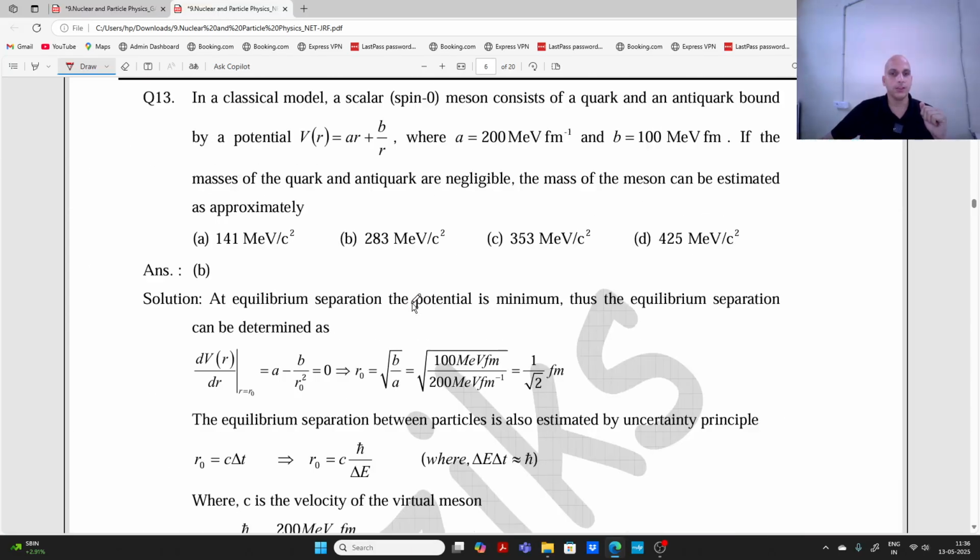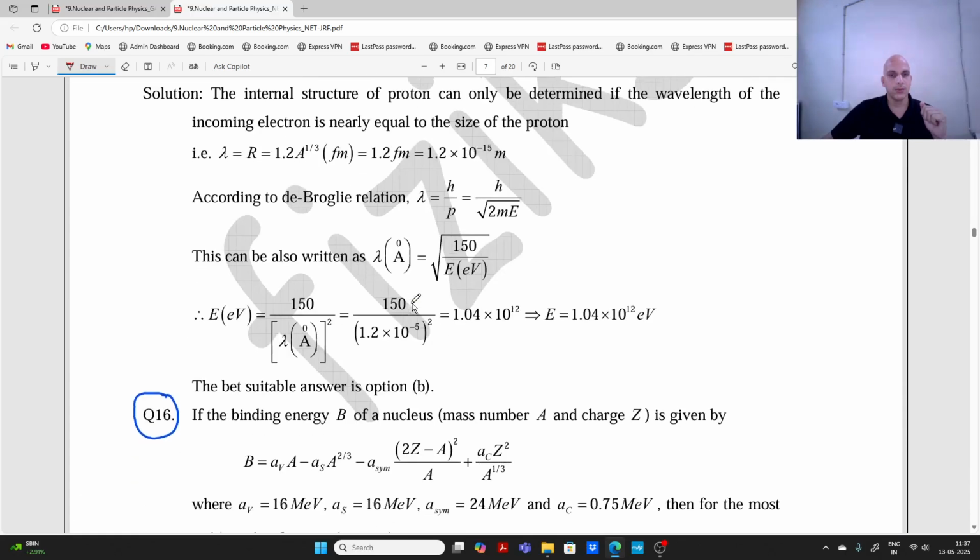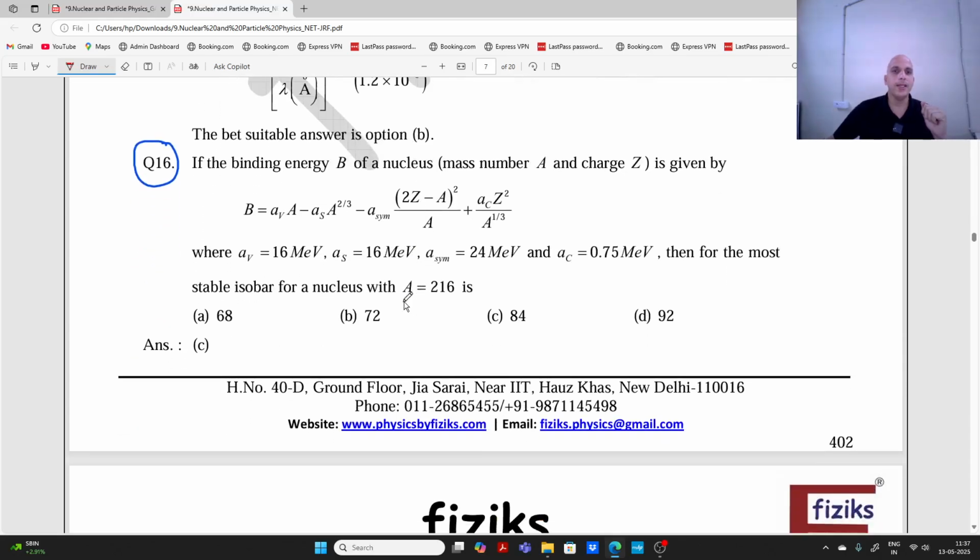I'm going to the next question. You can see here the binding energy. Again, the question is from the semi-empirical mass formula. The binding energy of a nucleus with mass number A and charge Z is given as this volume energy term, surface energy term, symmetry energy term, and this is a Coulomb energy term. Values are already given here. The most stable isobar for the nucleus with A is equal to this.